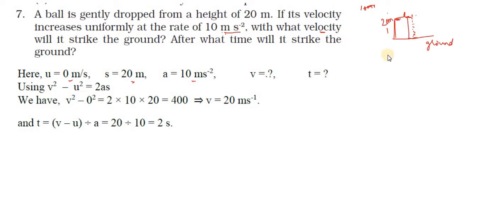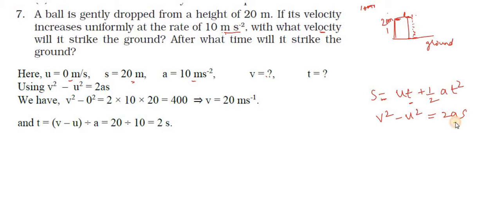So we know the formulas. In the last class we discussed the three equations. s is equal to ut plus half at square. This is one formula. And also v square minus u square is equal to 2as. This is another formula, and one more formula is there. So we have to see which formula will suit this. Now if we go for the first formula, we don't have the time, so we're not able to take that one. But the second one we can use.